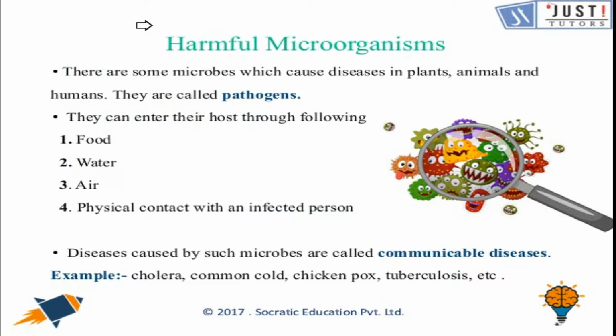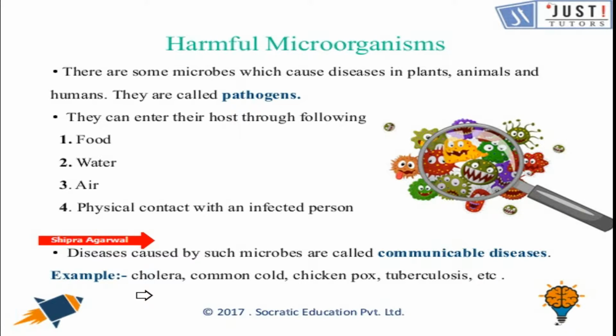First of all, what do you understand by harmful microorganisms? That is, microorganisms that can cause us damage. The pathogens or germs that cause diseases in plants or in animals as well, we call pathogens or harmful microorganisms, and they can enter into our body through various sources, that is through food, water, air, or physical contact. And the diseases that are spread by these microbes are called communicable diseases.